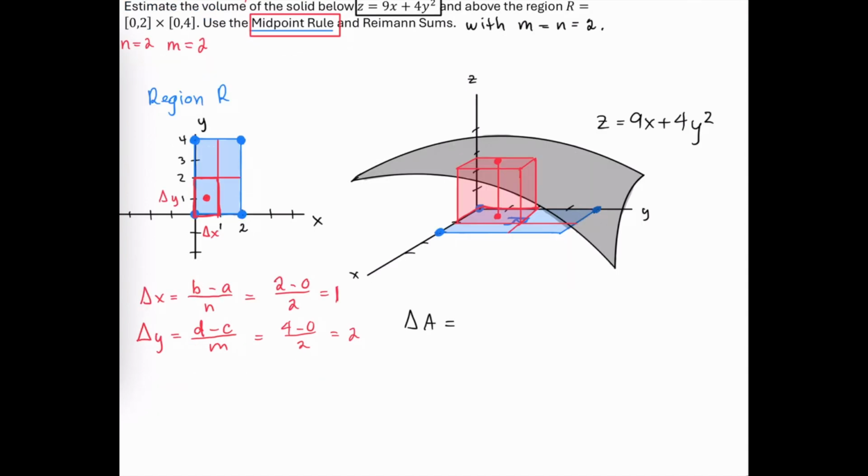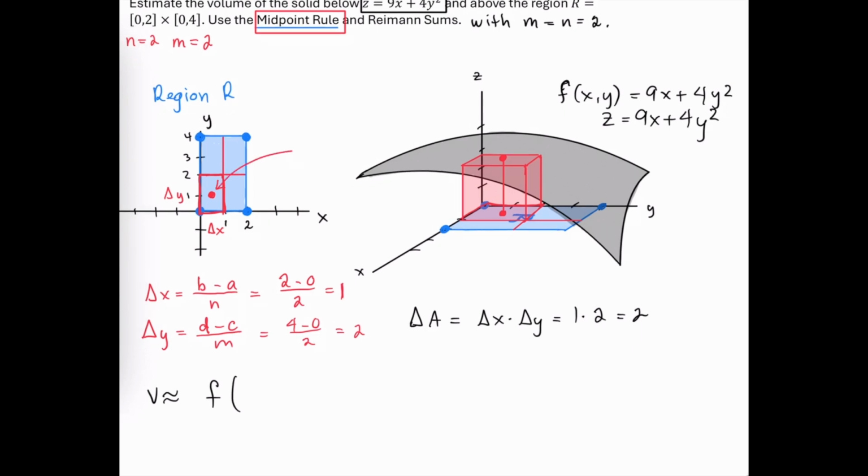So the area of each of these little tiny rectangles in the floor is going to be delta x times delta y, which is 1 times 2, or just 2. So all those base areas are 2. Now let's look at the heights of each of these rectangular cylinders. I'm going to call this f at x, y is equal to 9x plus 4y squared, so that we can illustrate what is the function value that we're going to be plugging in to this surface to get the heights. And the function value that we're going to choose is this midpoint.